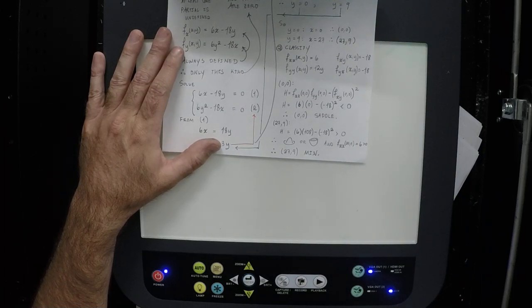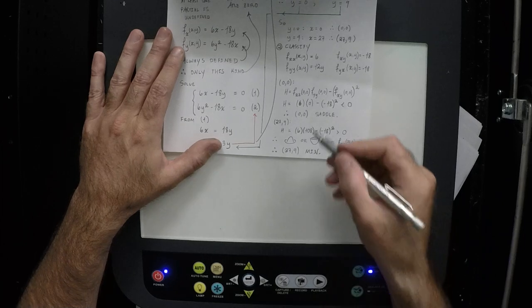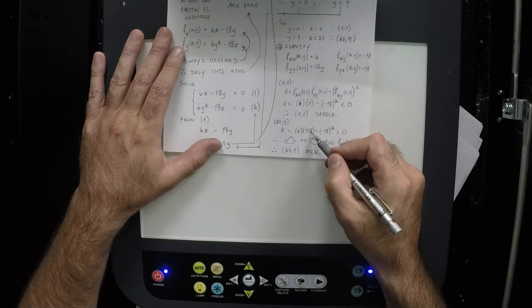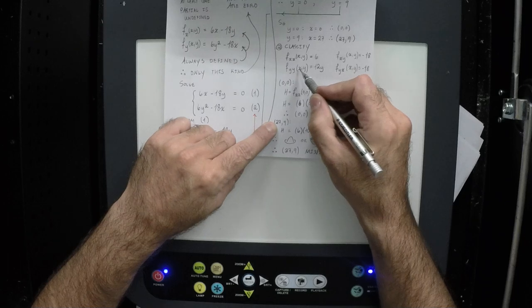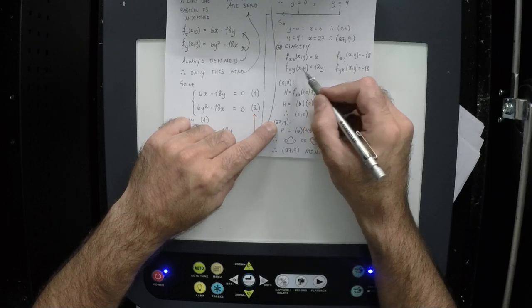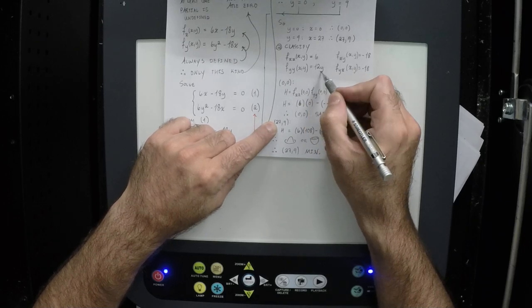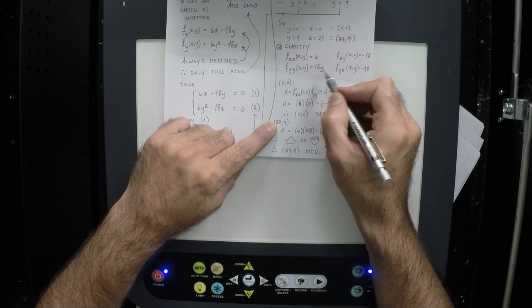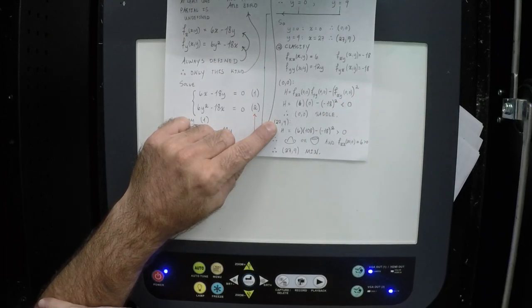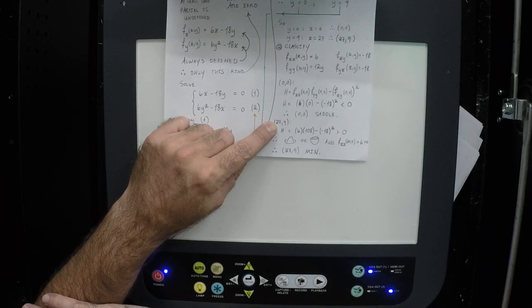Yes? That is the yy partial at 27, 9. So specifically, we plugged in x is 27 and y is 9 into this formula. Now, because it has no x's, that's just 12 times 9, which is 108. Other questions?